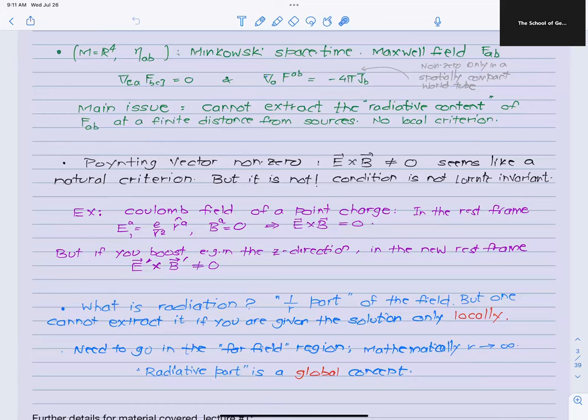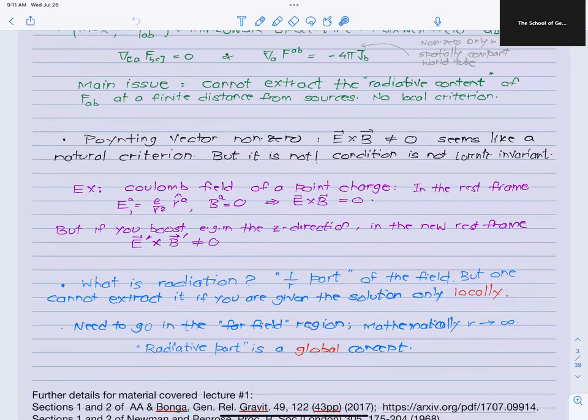But if you boosted and looked at the same system in a boosted reference frame, keeping the physical system the same, just boosting yourself, for example in the z direction, then you will find that the new electric field and the new magnetic field are such that E cross B is not equal to zero. And therefore, you can introduce surfaces across which there is flux of momentum. So this Poynting vector is not a good criterion. It is not a Lorentz invariant notion of the presence of radiation. So therefore, the question is, what is radiation?